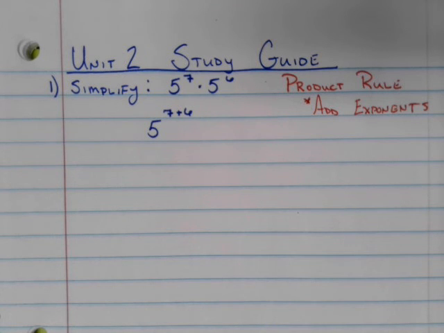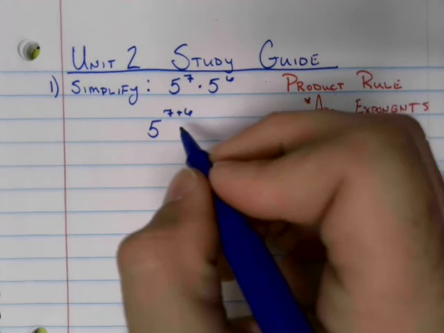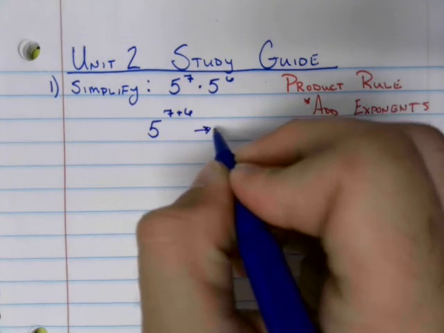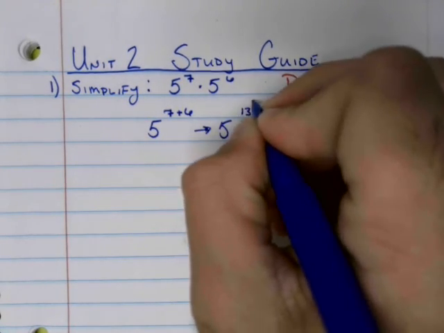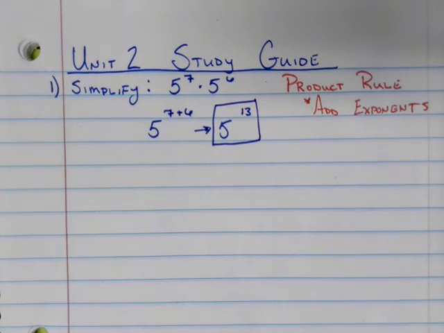Okay, cool. So we're going to add our exponents here with our product rule. My 5 remains the same, and 7 plus 6 is going to give me 13. We would have 5 to the 13th power be your answer. Okay, it's asking us just to simplify there.